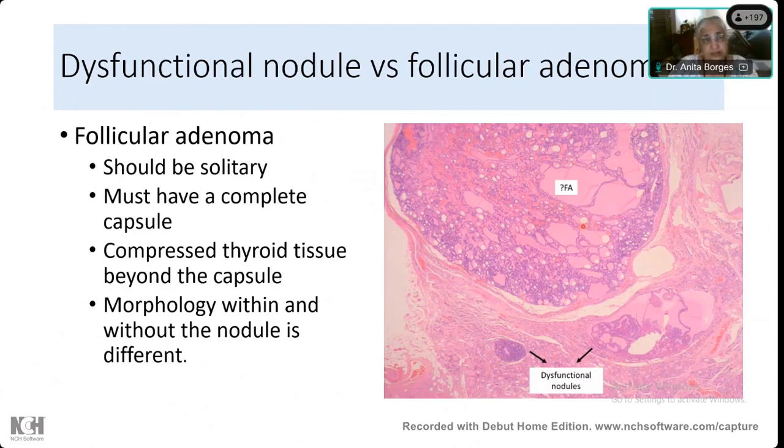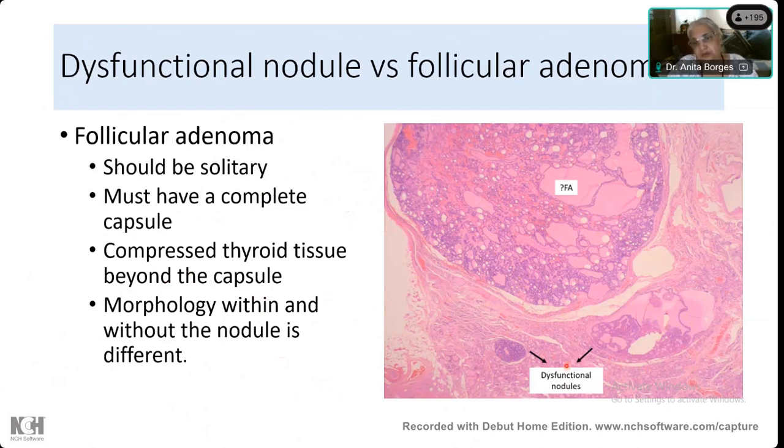Is it possible that you can get a follicular adenoma in a multinodular goiter? And the answer to this question is yes, we do see them, but how many? And whether they should all be called follicular adenomas, all right? So a follicular adenoma, by some definitions, should be solitary. It must have a complete capsule, which this has. There should be compressed thyroid tissue beyond the capsule. This is too low power a picture for you to see that. And the morphology within and outside of the capsule should be different. It is. It's also different here in the dysfunctional nodules. Okay? It's certainly different from within and without.